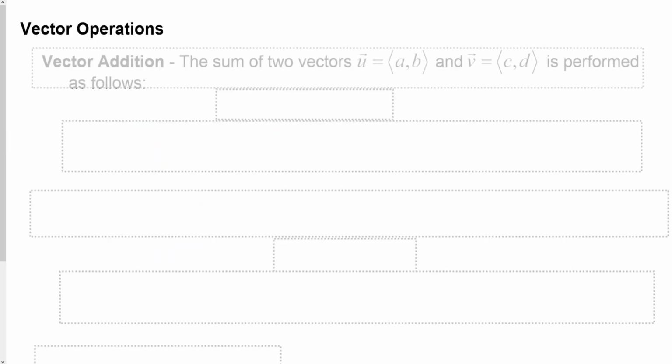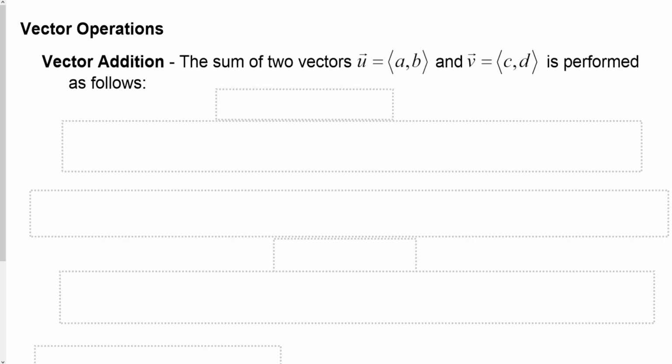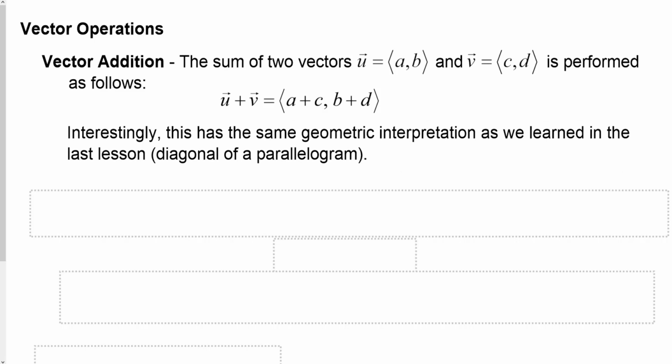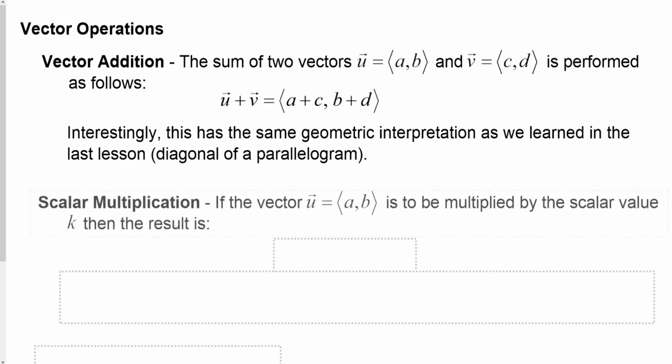Vector operations. Vector addition. The sum of two vectors, u equals ⟨a, b⟩ and v equals ⟨c, d⟩, is performed as follows. We just add their individual components. Interestingly, this has the same geometric interpretation as we learned in the last lesson, the diagonal of a parallelogram, that is. Scalar multiplication: if the vector u equals ⟨a, b⟩ is to be multiplied by the scalar value k, then the result is ⟨k times component a, k times component b⟩.